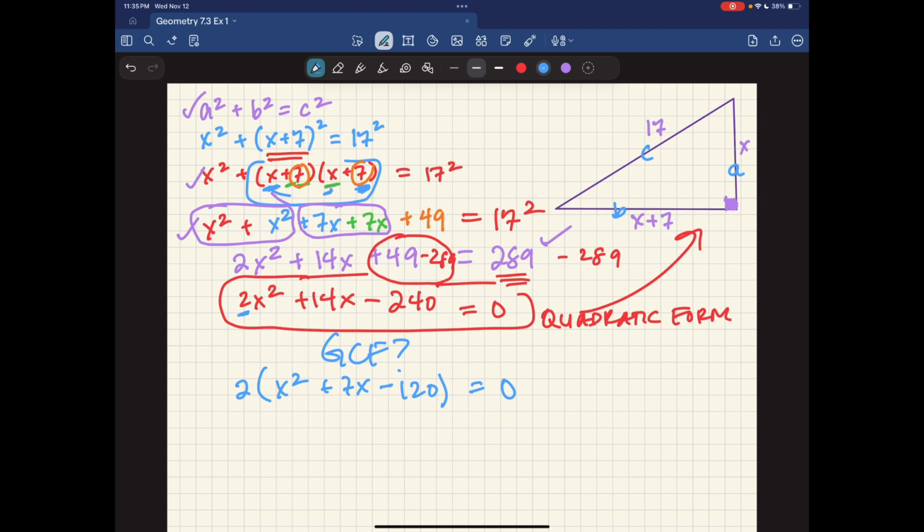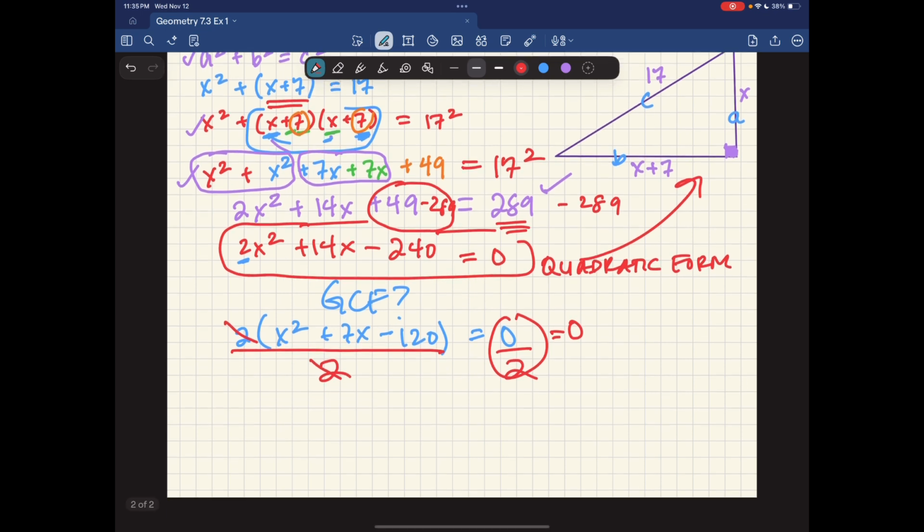Now I need to get rid of the 2, right? Because I need it back in my nice, fancy quadratic form. So I just divide both sides by 2. And guess what? This side stays 0, right? And this stuff cancels out here. Okay, just let that sink in for a moment.